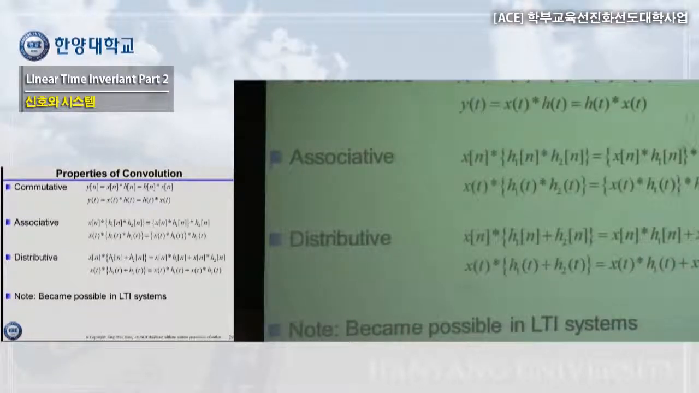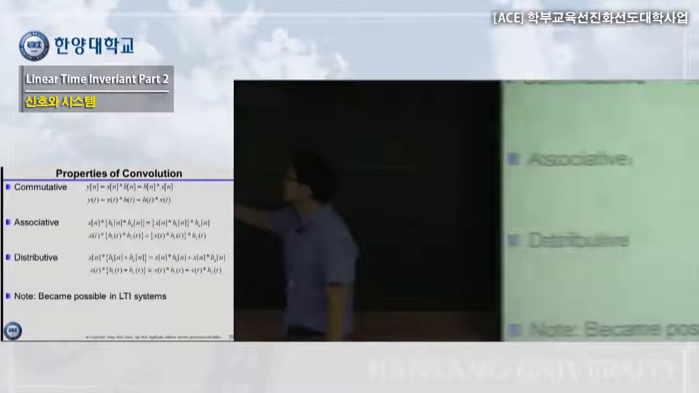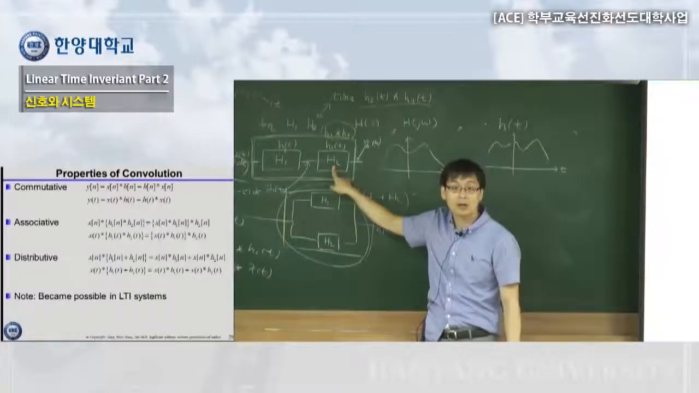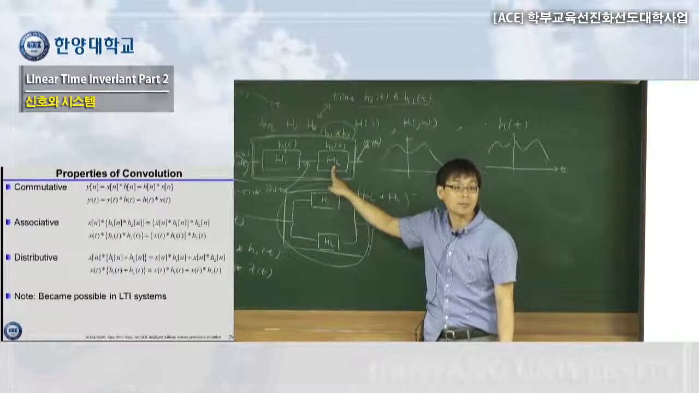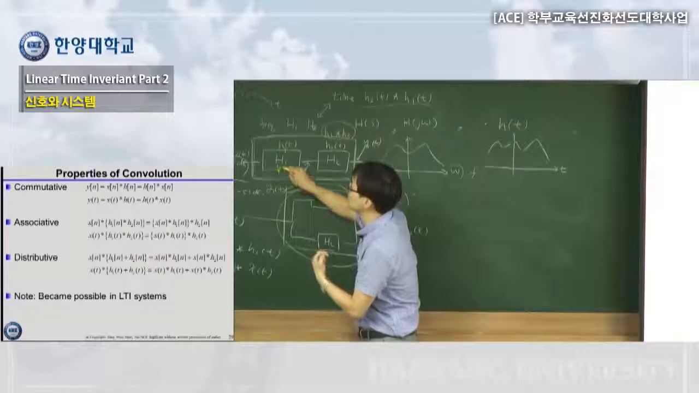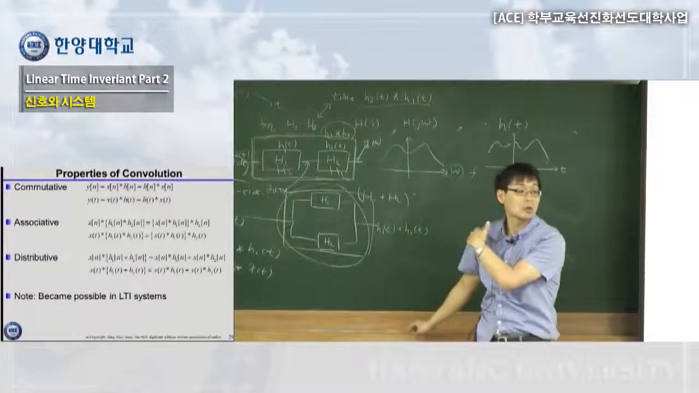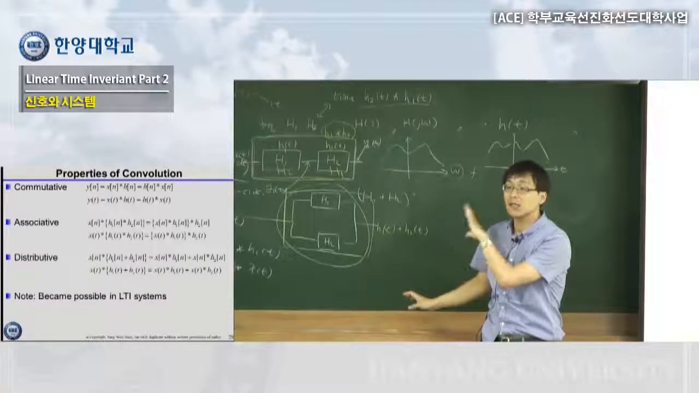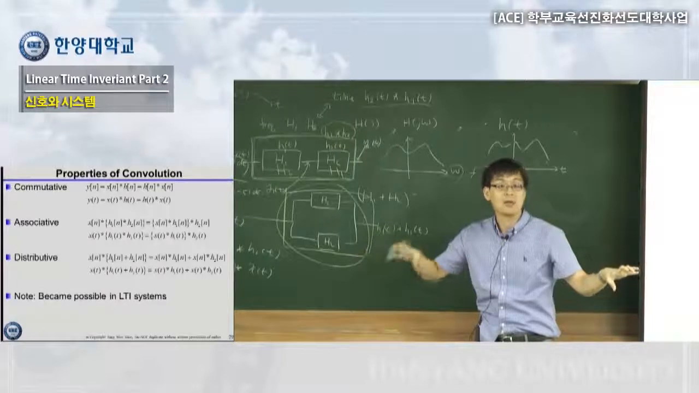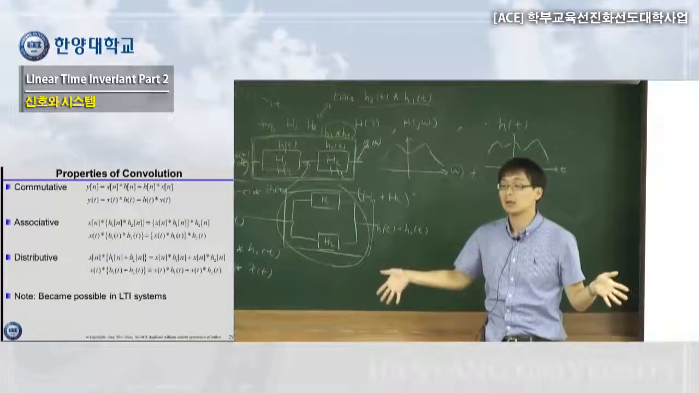Associative means that, like this. If you have H1 first, H2 later, in a linear time invariant system, you can switch the order. If this one's H2, this one's H1, output will not change. This is an interesting and important characteristic, because if you have some sequence of systems, if you switch the sequence, the output doesn't change, they are the same.